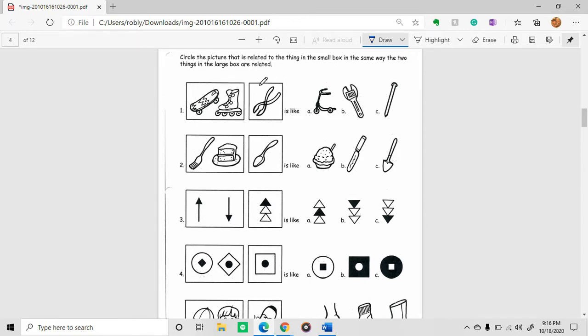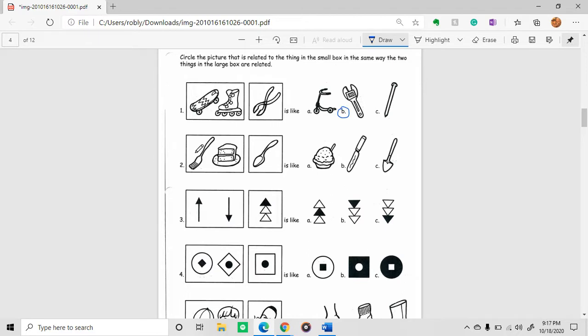So now we have a tool. Both of these things had wheels, so we need this thing to be a tool that opens up. This is a scooter, that wouldn't work. This is a tool, and this is a nail. So what goes with a pair of pliers the same way that these went together? If you said B, that is correct.